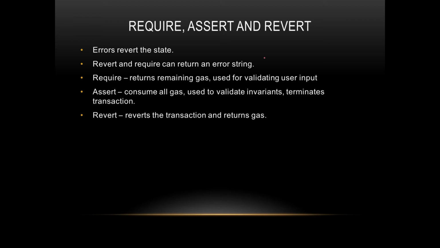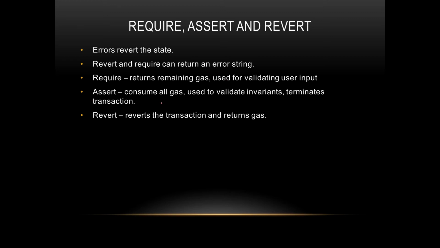It is basically used for validating user input. So it will check whether the user input, the amount he is telling the function to withdraw, is less than the balance or not. So it's used for that part, and it also gives an error string.